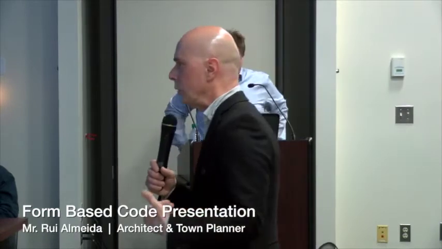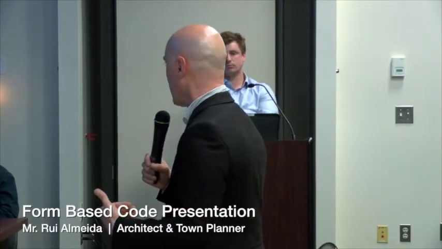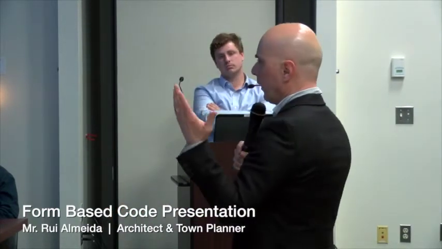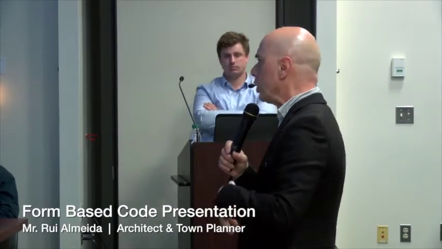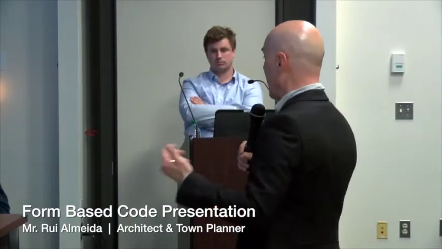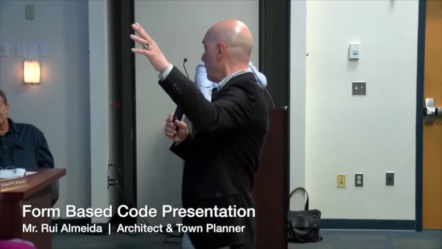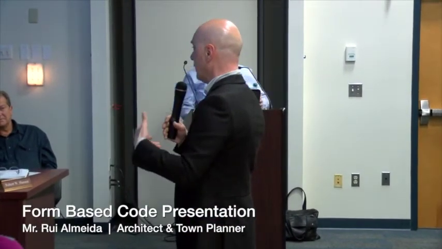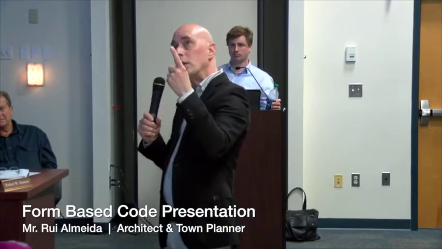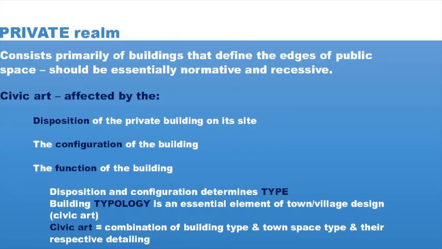Of course, Mashpee is not New York, right? It's not Paris. So what works for them doesn't work for you, and it shouldn't. Because why? Your character, your identity is different. So that's how you place your buildings where you want them, so your community can come together and preserve your identity at the same time. So disposition and configuration determines type. So where it is and how it is is your type of building, right? And building typology is an essential element of town or village design. That's what makes civic art.